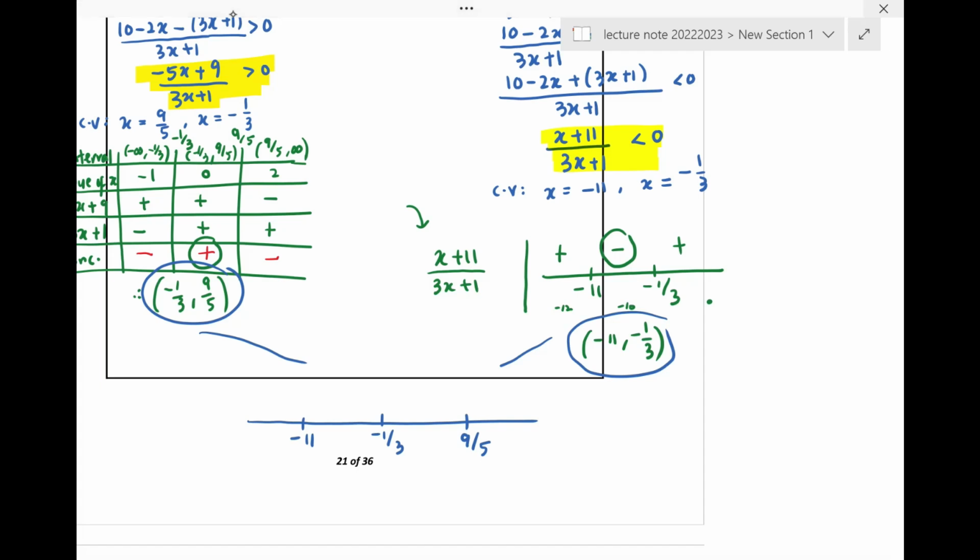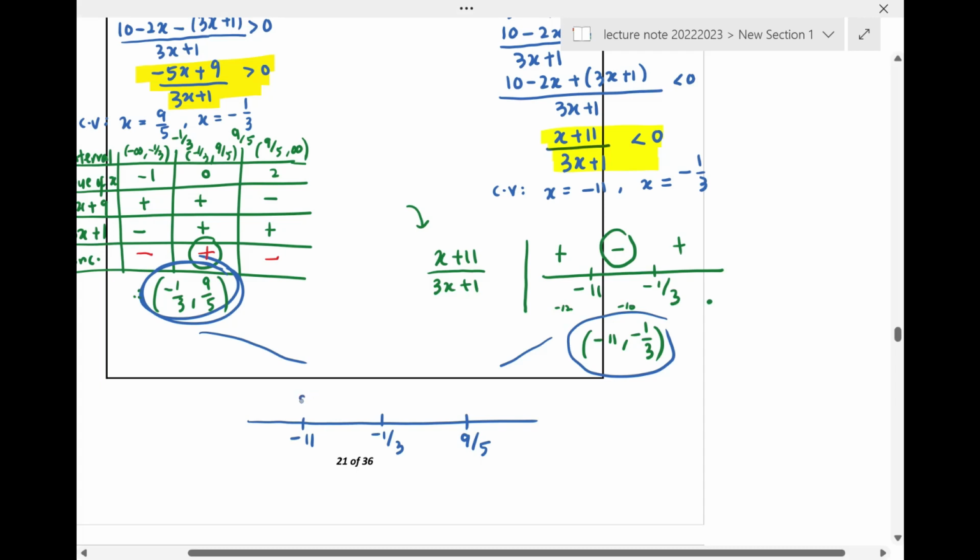Okay, so now we put the first answer first, which is from negative 1/3 until 9/5, and it's open. So, from negative 1/3 up till 9/5, open. Okay. Another one is from negative 11 up till negative 1/3, and then open.